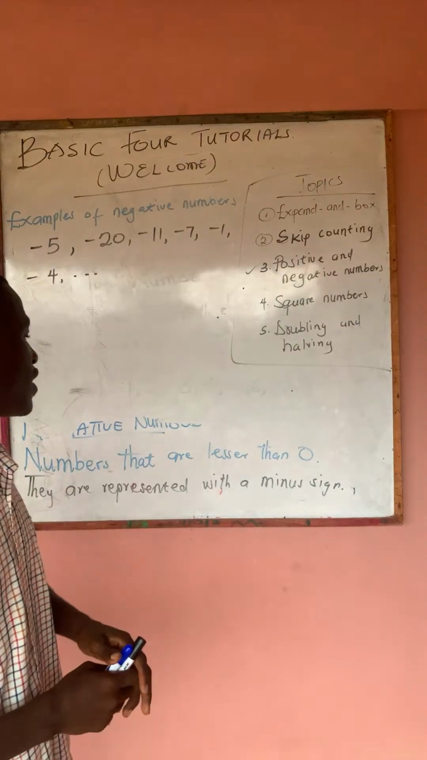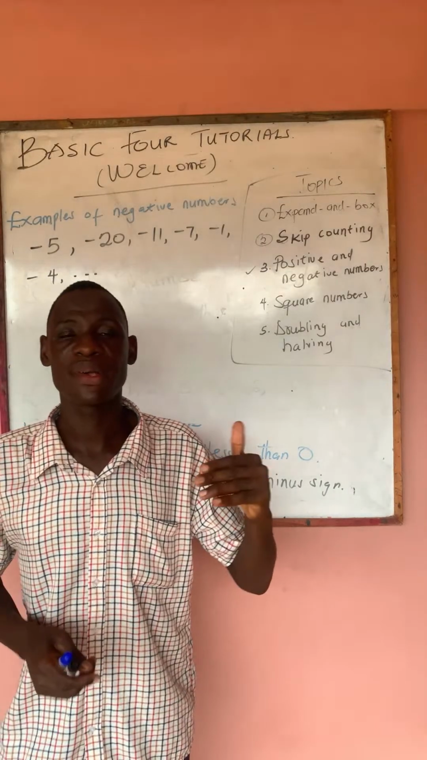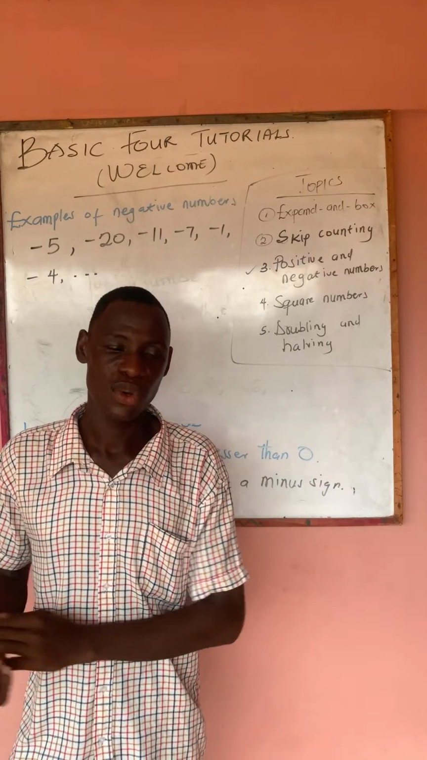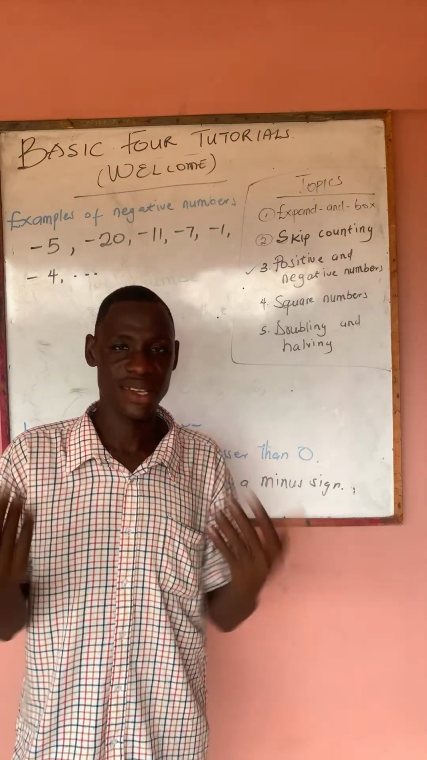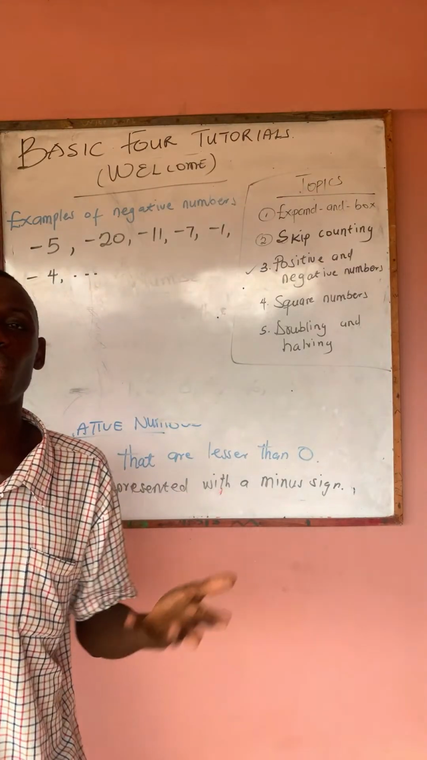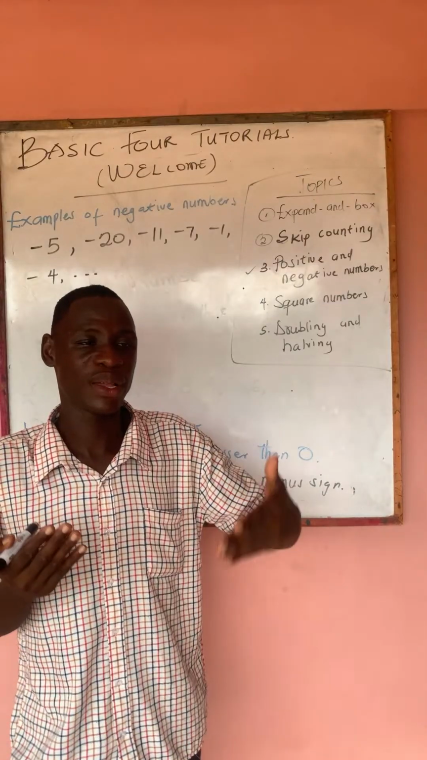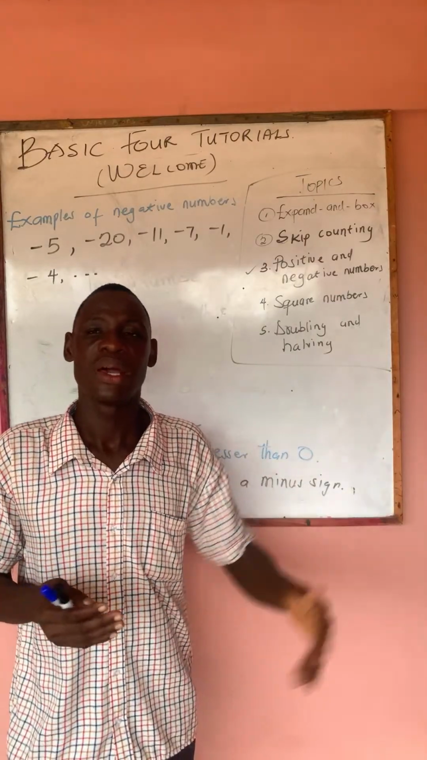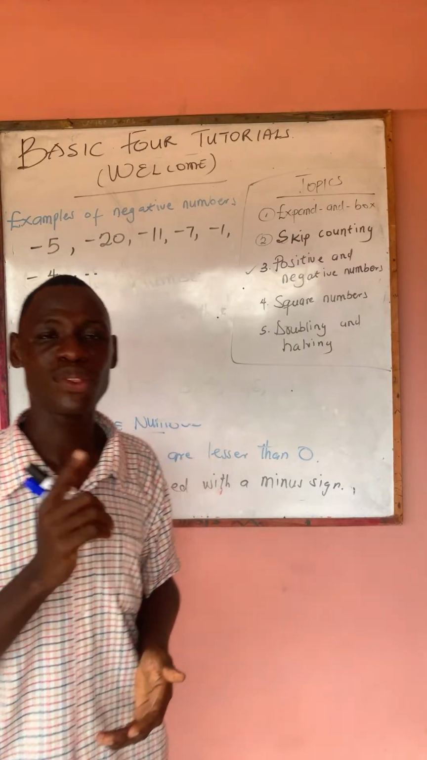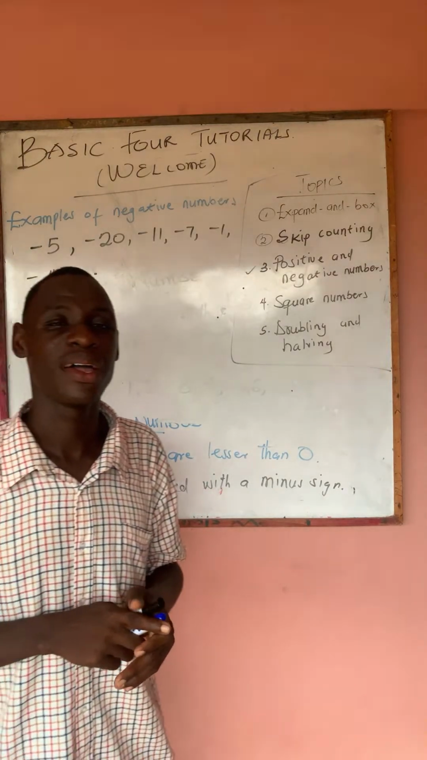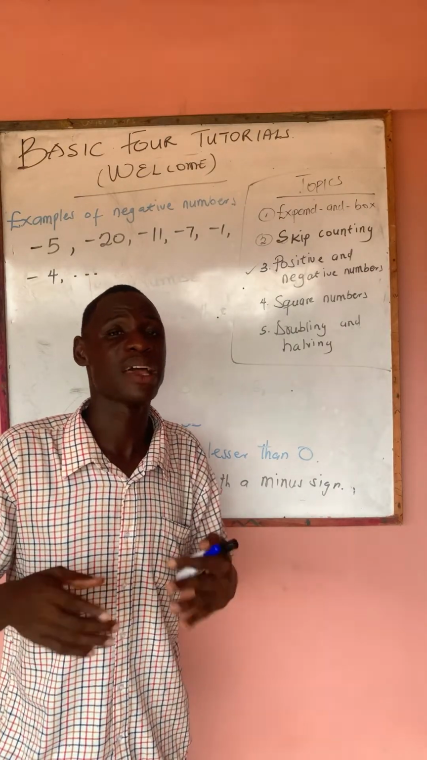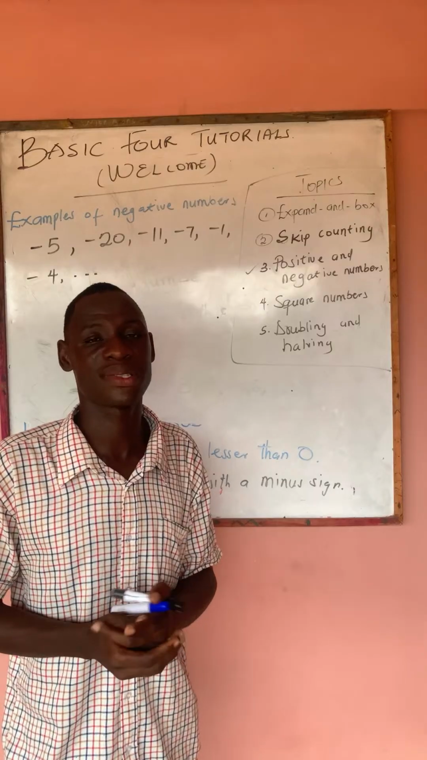You can see that we said that positive numbers are greater than 0, negative numbers are less than 0. Then one may ask, what then is 0? If the positive numbers are greater than 0, and negative numbers are less than 0, what then is 0 itself? Please note this, that 0 is a neutral number. It can't be negative, it can't be positive. It doesn't take any particular sign.